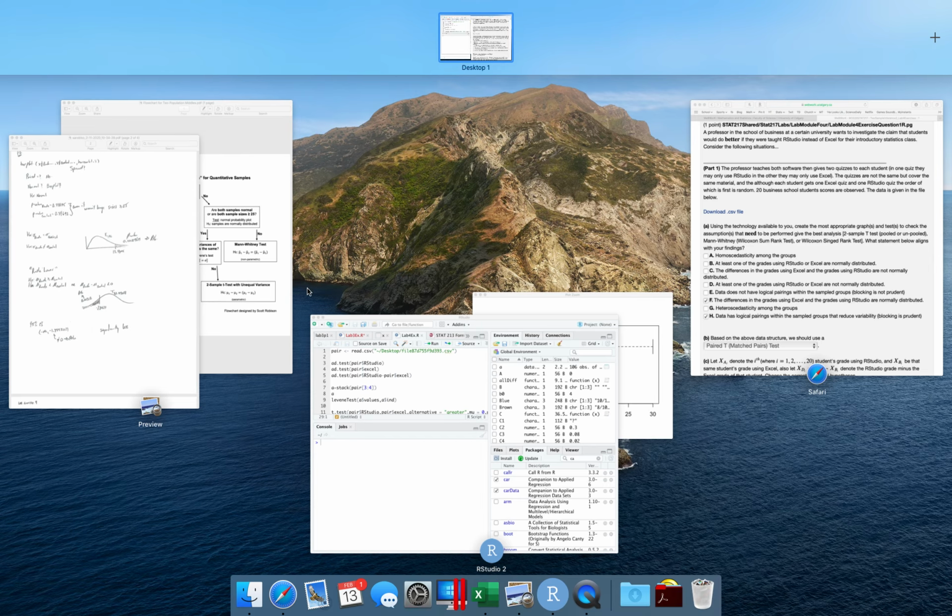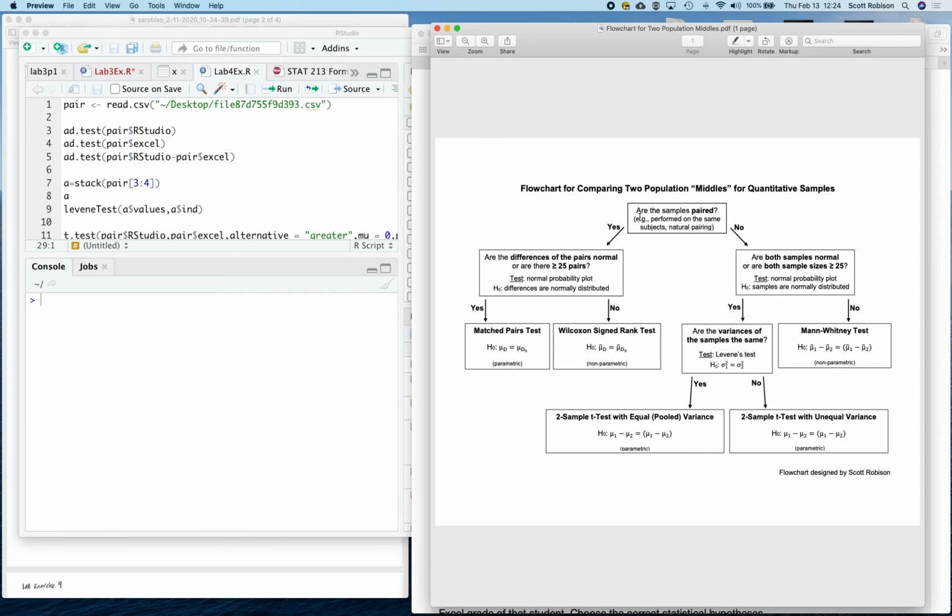When we are talking about using your flowcharts, are the samples paired? Imagine the class. Each person in the class gets two tests: the RStudio test as well as the Excel test. When they are comparing how they did, each student compares their result from the RStudio test to their result with the Excel test. So here, are you performing tests on the same subjects, or are there natural pairings? In this case, the answer is yes. So here we are now seeing a paired situation.